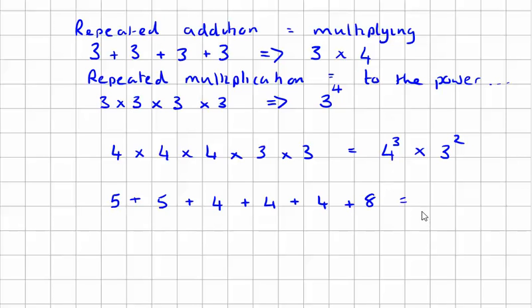Okay. And then what about this one? 5 times 2, plus 4 times 3, plus 8. Good. Couldn't you do 4 to the power of 2? No, because that's adding. If it was times, you could do 5 to the power of 2, and 4 to the power of 3, and then plus 8.